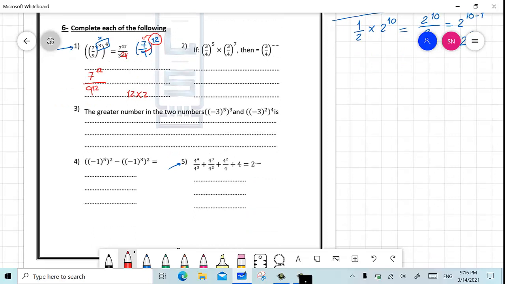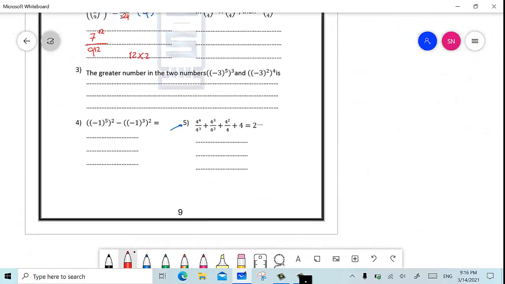And in number 5, I have here 4 to the power of 4 over 4 to the power of 3, plus 4 to the power of 3 over 4 to the power of 2, plus 4 to the power of 2 over 4, plus 4. This is equal to 2 to the power of what? So let's take each term and find the answer of it alone.